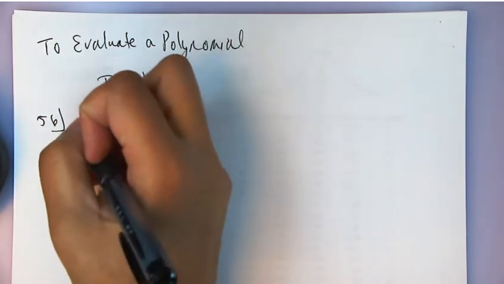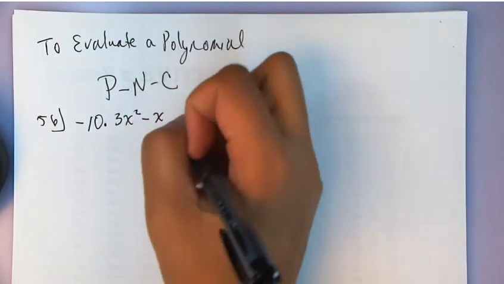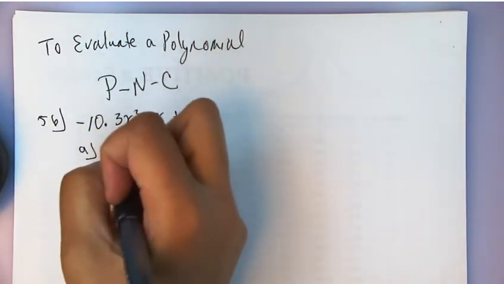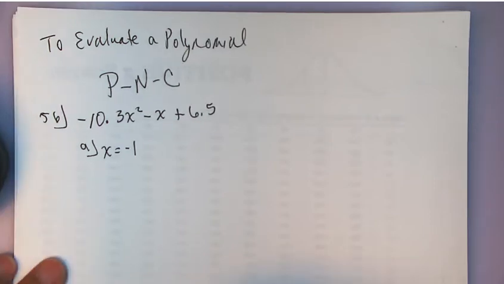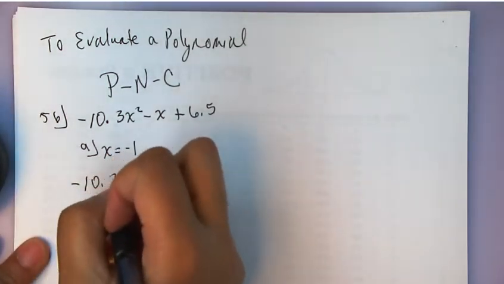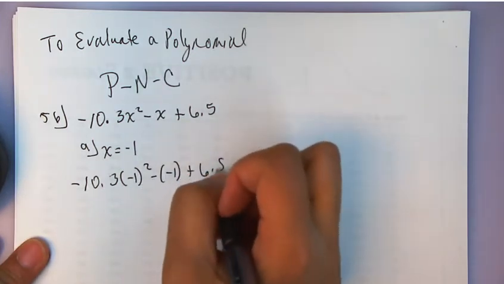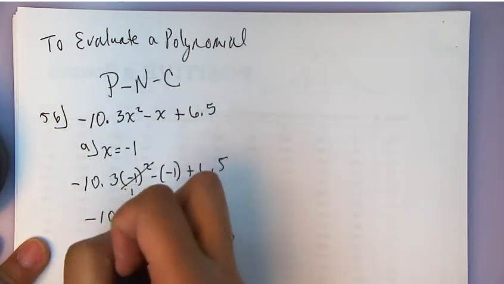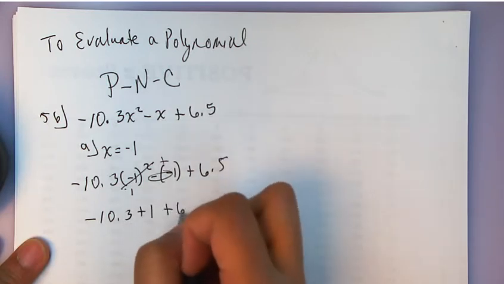Let's write it down. I've got negative 10.3x squared minus x plus 6.5. And we want to plug it in for x equals negative 1. So essentially what we're doing is we're going to plug in a negative 1. Make sure you put it in parentheses so that way it doesn't make any mistakes. So I get negative 10.3 times negative 1 squared minus a negative 1 plus 6.5. Well, negative 1 squared is just 1. So that becomes negative 10.3. Two negatives make a positive, so that's plus 1 plus 6.5.